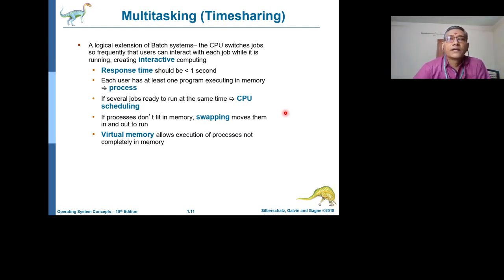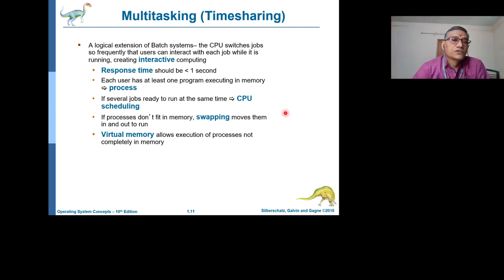The user also can interact with the job while it is executing. So this creates an interactive mode of computing. Here the response time comes into the picture. Each and every user who interacts should get a response within a very short time, less than 1 millisecond or 1 nanosecond. So the response time is the important parameter with which a multitasking operating system needs to be implemented.